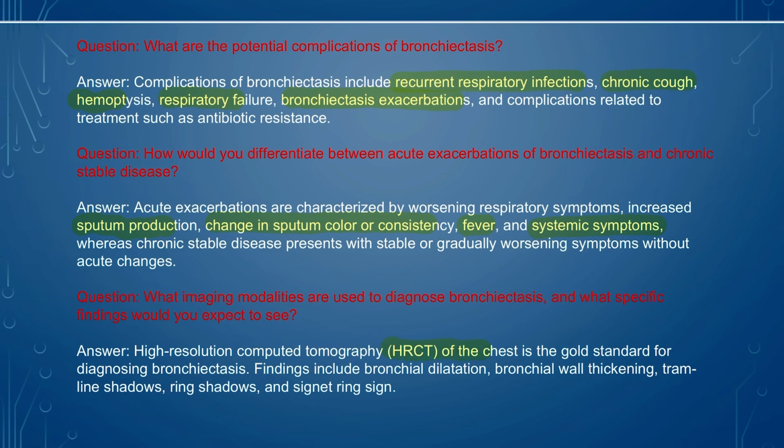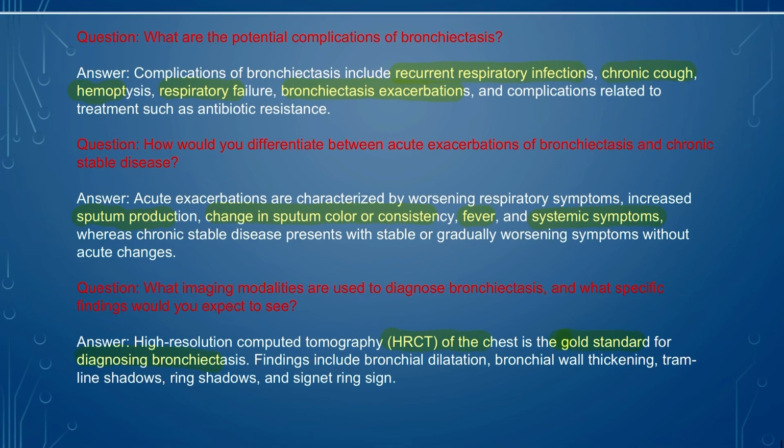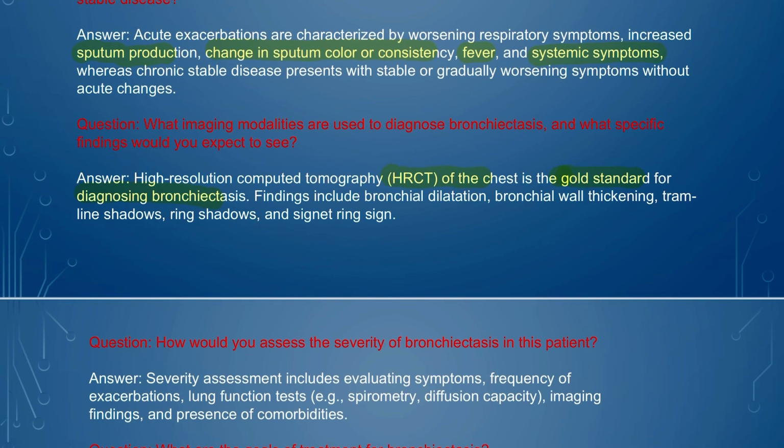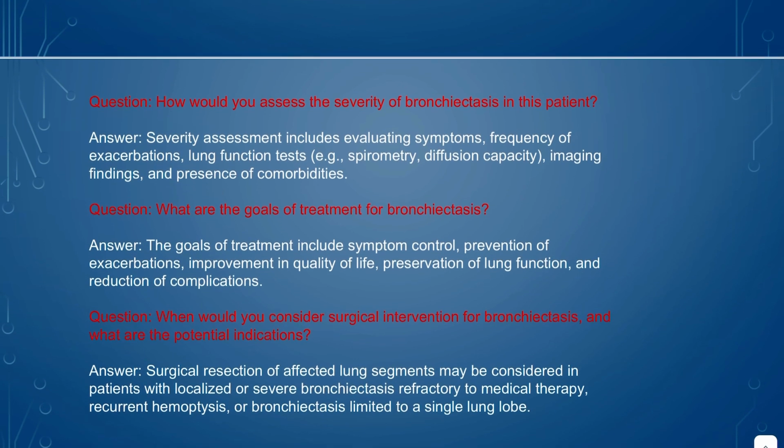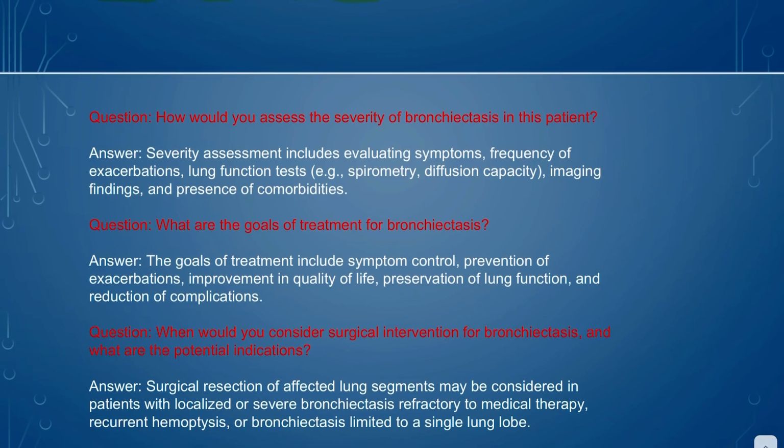HRCT is the gold standard for diagnosing bronchiectasis. And normally we see in HRCT bronchial dilatation and bronchial wall thickening. There may be tramline shadows, ring shadows, and the signet ring sign. How do you assess the severity of bronchiectasis in this patient? Severity assessment obviously includes clinical symptoms, frequency of exacerbations, lung function tests, imaging findings, and presence of comorbidities.